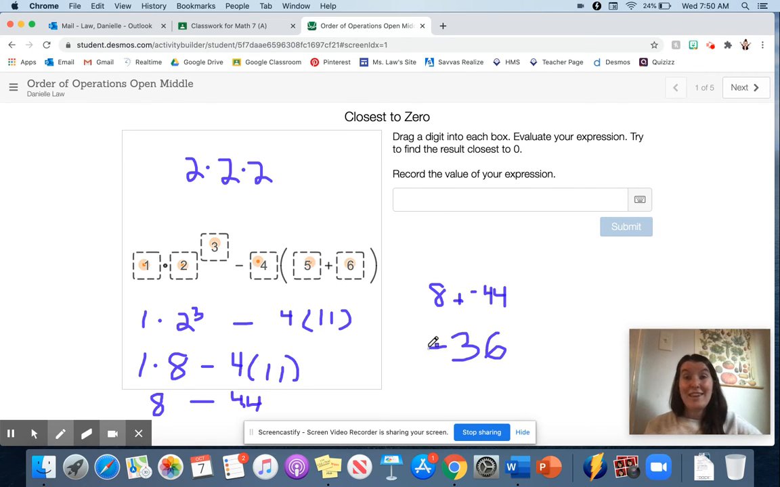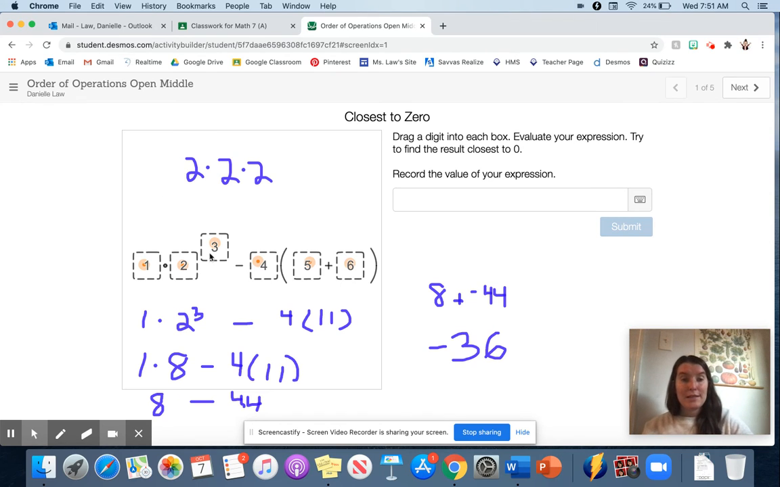Now, the object of the activity here is to get a number that is close to 0. Now, I would argue negative 36 is a little bit far away from 0. So I would want to rearrange these numbers so I get a number closest to 0. For example, I see that the last thing I'm going to do is subtract. So maybe I want to make sure that this number is a lot bigger than this number, so when I find the difference, I'm getting a smaller number closest to 0.